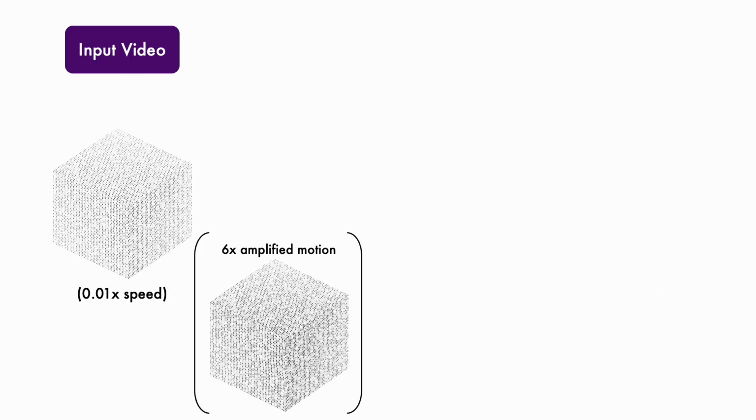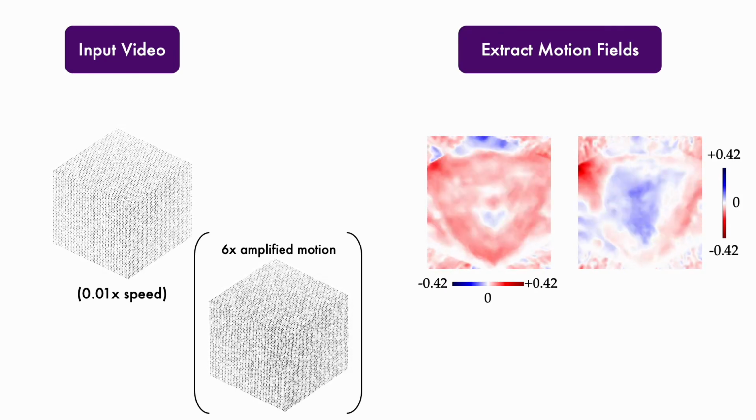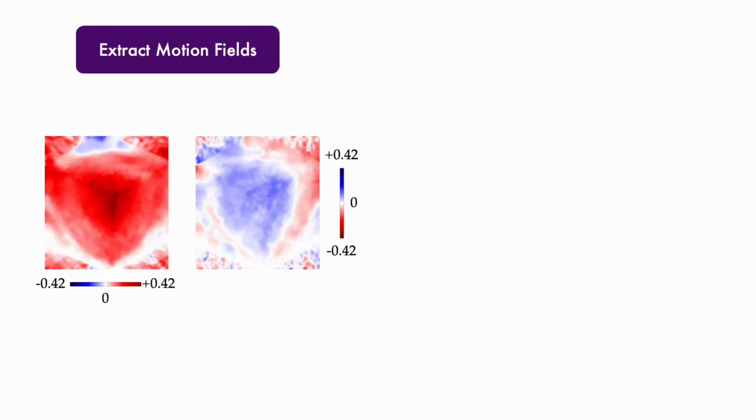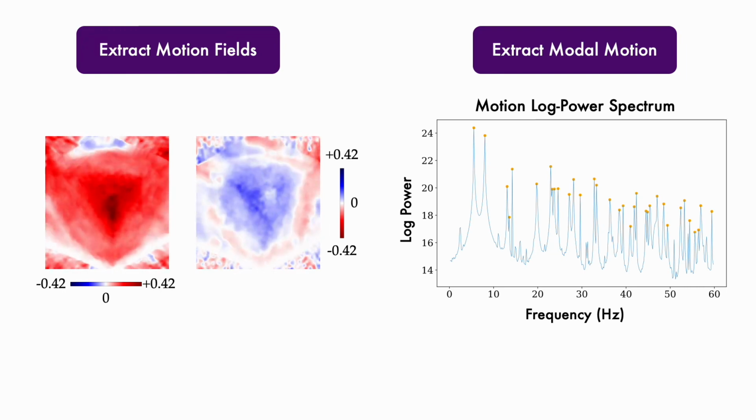We start with an input video of an object vibrating with small motion. Using phase-based motion processing, we extract a displacement field in the horizontal and vertical directions for each frame. We expect image space modes to correspond to peaks in the log power spectrum of motion amplitude.